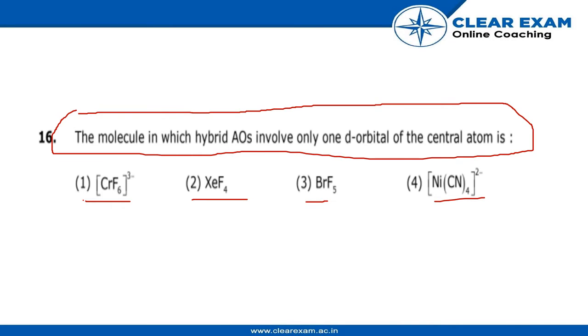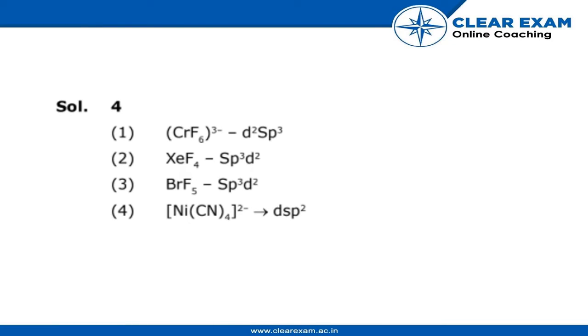So let's get to the answer. In CrF6 3 minus has hybridization of d2sp3, which means 2 d orbitals are used. In XeF4, it has hybridization of sp3d2, which means 2 d orbitals are used. In BrF5, it has hybridization of sp3d2, which means 2 d orbitals are used.